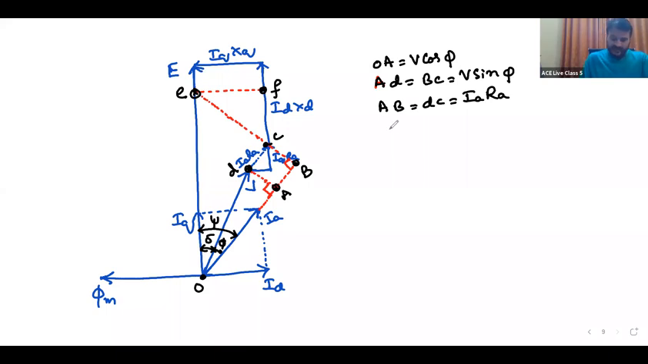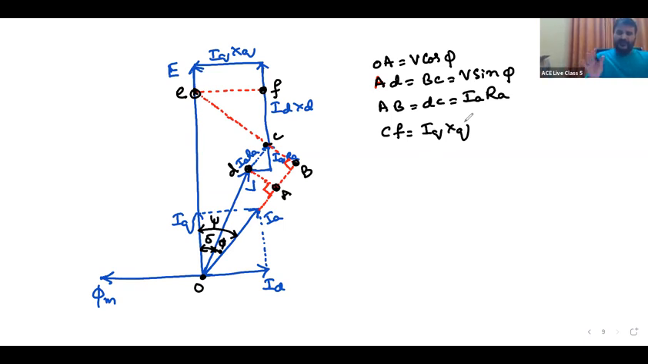Now what is CE? From this, CF is equal to I_a X_q. CF is equal to I_a X_q. An important thing to observe here: normally, if you see the textbooks, you cannot understand this derivation. But this derivation we are going to use so many times. That's the reason I am interested to derive this relation.